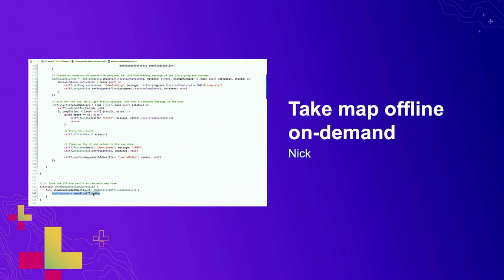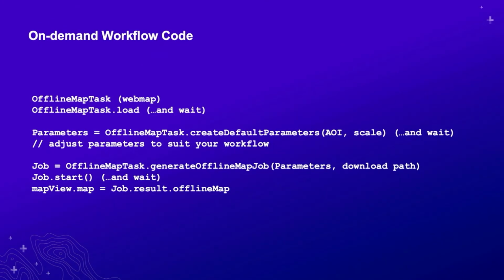So let's take a look at that in code. You kind of get an idea for the pattern that we're following. We create an offline map task, we load it, we ask the offline map task to create the default parameters. Once we've got these parameters, we can tweak them if we need to, and then we can call generate offline map job with a job. We start it, we wait for the result, and then if the result was successful, we have an offline map that we can use. So it's very similar to the pre-planned workflow.